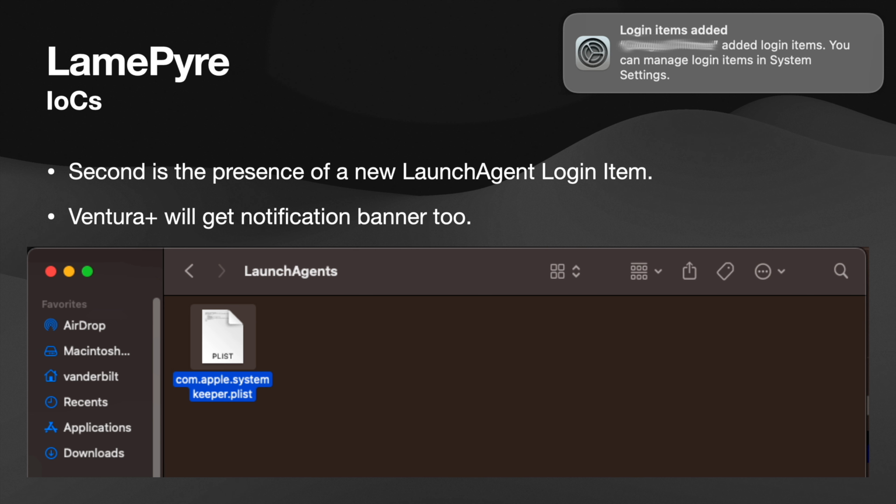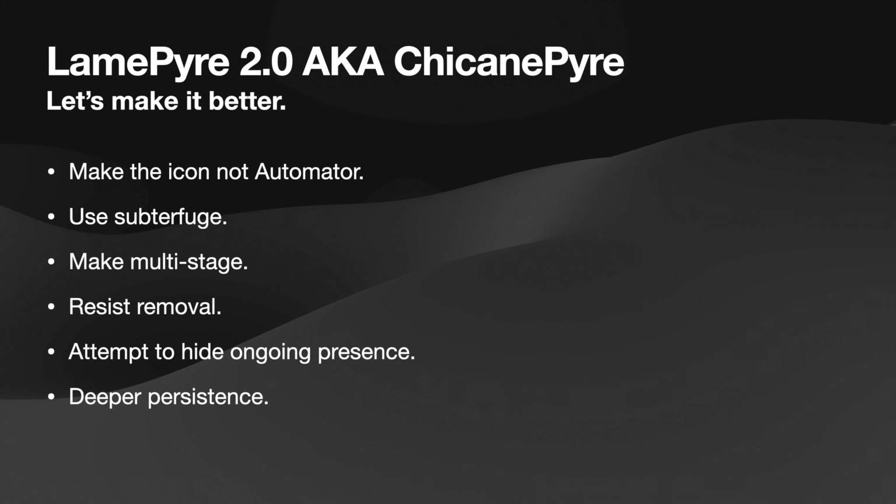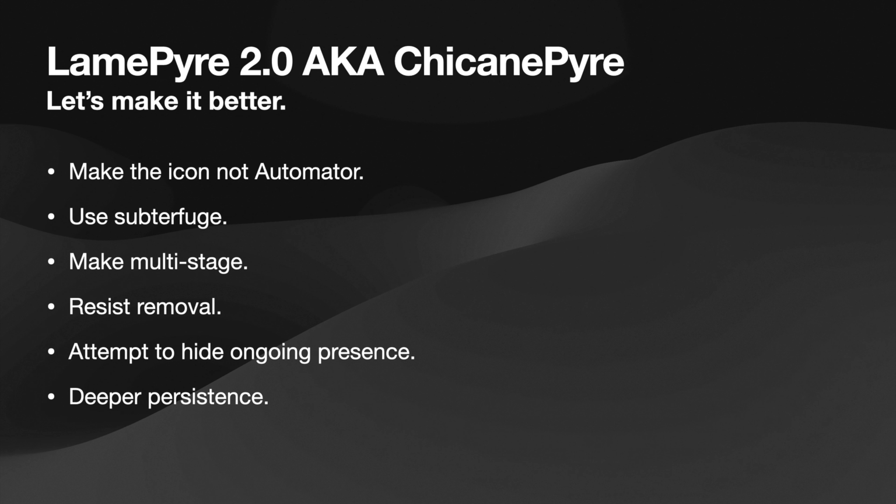Second is the presence of a new launch agent login item that just starts Discord app back up every time the user logs in. Now, on Ventura and newer versions, you're going to get a notification banner in the upper right, just like there is on your screen now, that alerts the user that the login item was added, which makes it even less stealthy. To be fair to Lamepire, in its time, that wasn't an issue, but it's making it even worse for it now. So we have no attempts at stealth and really half-assed persistence.